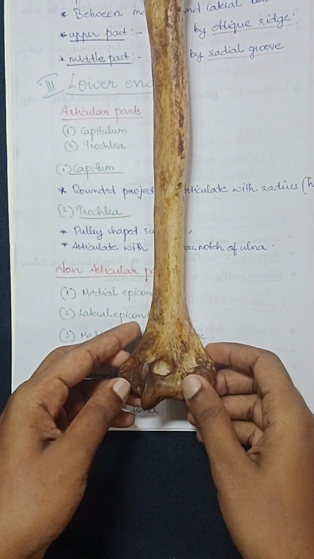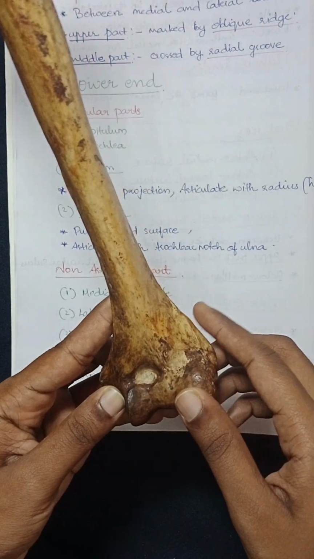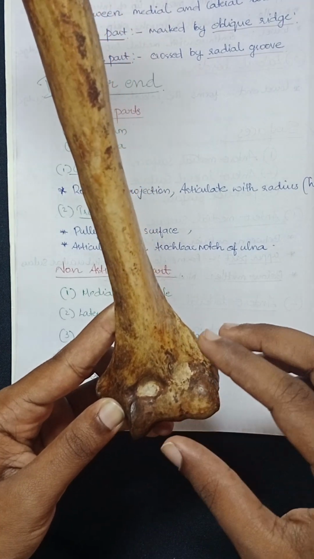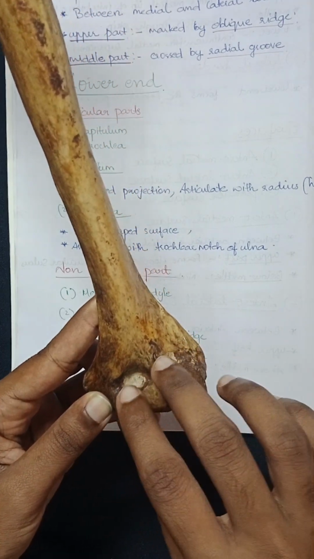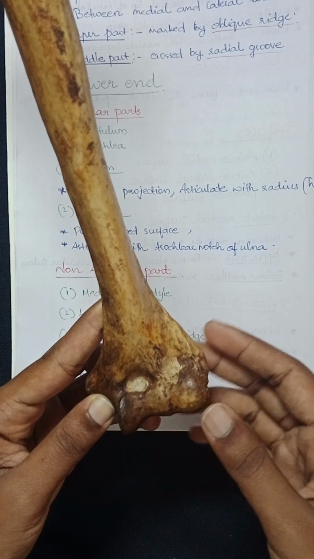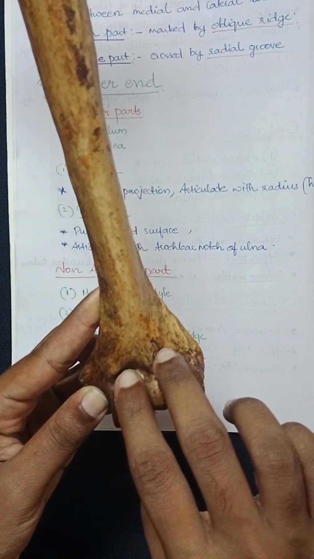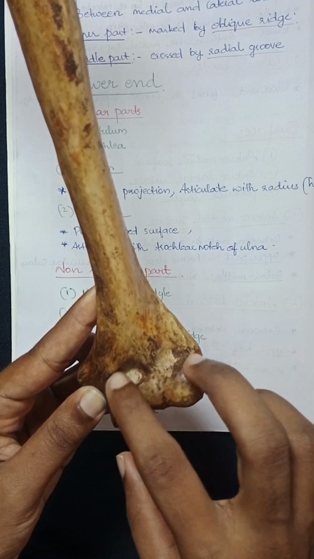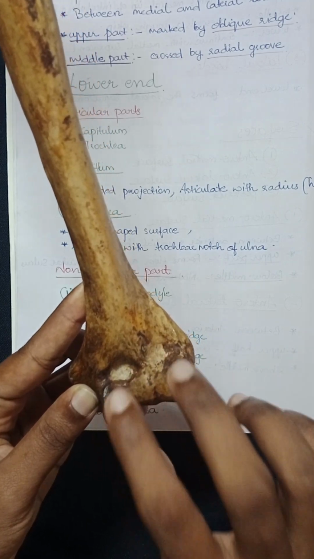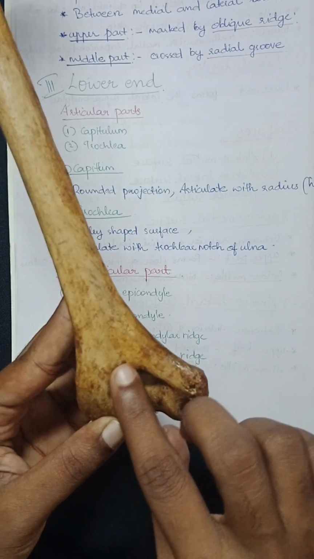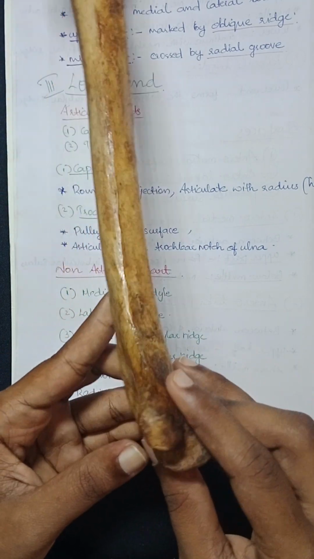Guys, in this video we are going to discuss the lower end of the humerus. First of all, we need to identify which is the anterior and which is the posterior. For this we can see there are two fossae here. The part which has the two fossae is the anterior, and the part which has the one fossa is the posterior part.